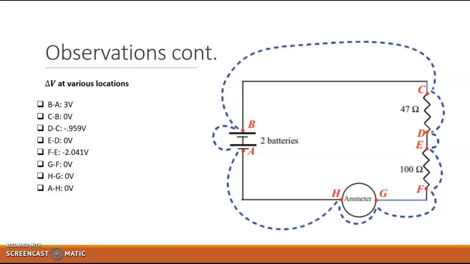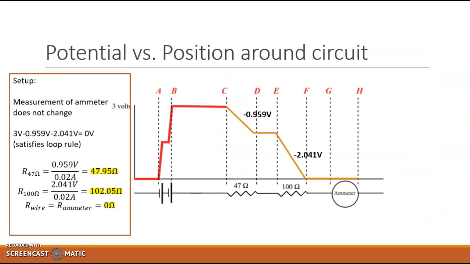To measure the round-trip potential difference, we add up the individual potential differences of segments across the circuit, and the sum of the potential differences in the closed loop is expected to be 0 due to the loop rule. Plotting the voltages as we traverse the circuit, we see that the net voltage across the loop is 0. This satisfies the loop rule. And from this, we can confirm the resistance of the resistors and the lack of resistance in the ammeter and wires using Ohm's law.